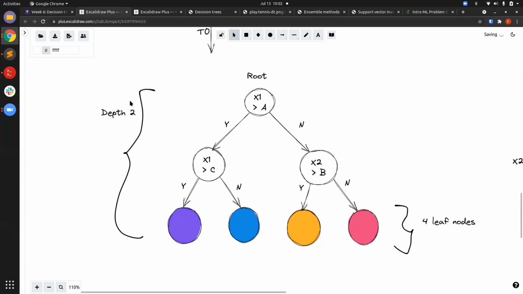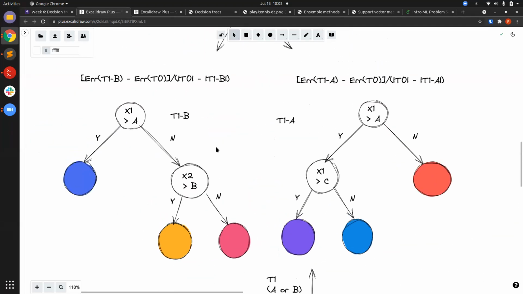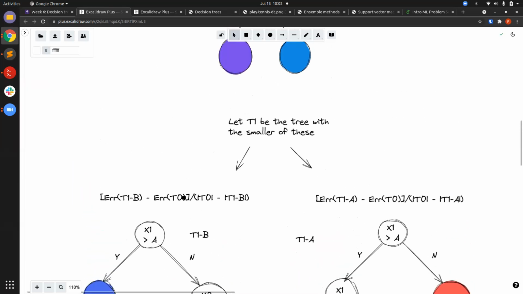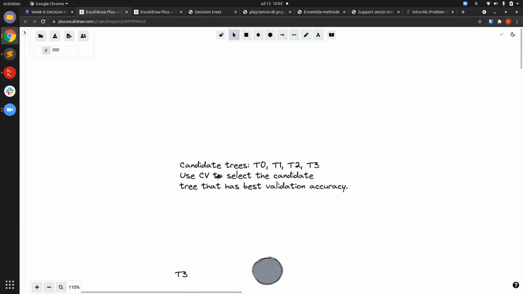First, I let the tree grow as large as it wants to, basically grow the tree until there's no training error. Then I start to prune one pair of children at a time into their parent. And for each step, let's say I decide which child leaves to prune based on minimizing this quantity. And then I end up with a list of candidate trees. And then I use cross-validation to select the candidate tree with the best validation accuracy.